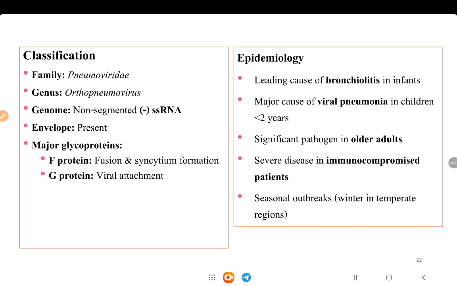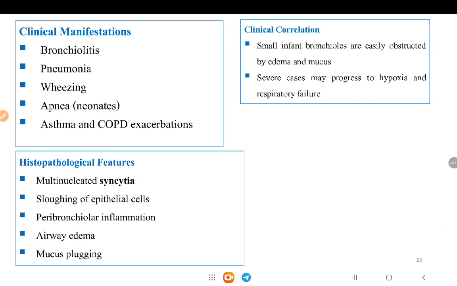For seasonal outbreaks, there is always an outbreak in winter, in the winter temperature in different regions. The F protein is the major variance factor and the principal target for recently developed RSV vaccines, and for monoclonal antibodies. Different types of vaccine are now under development.